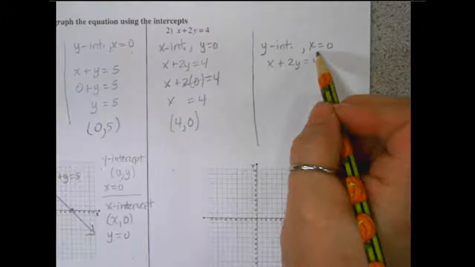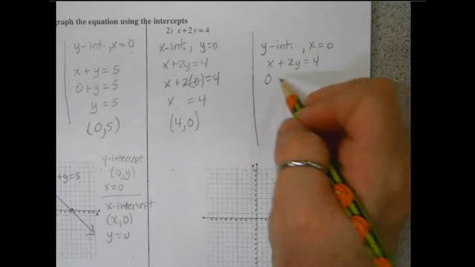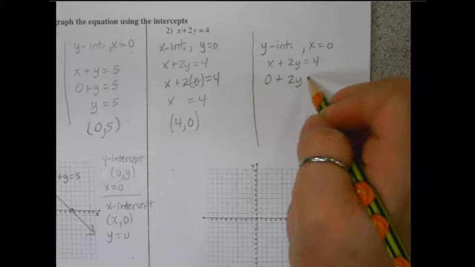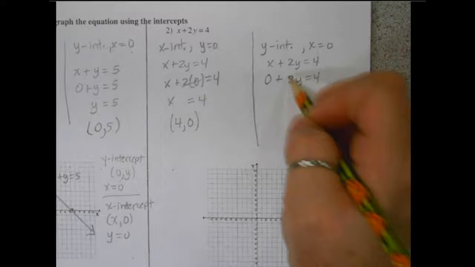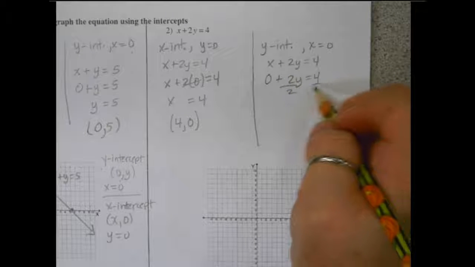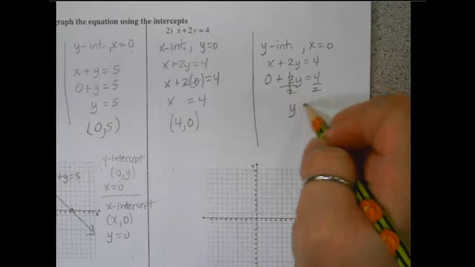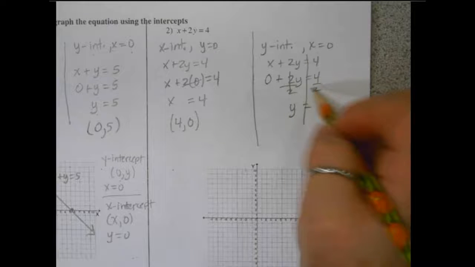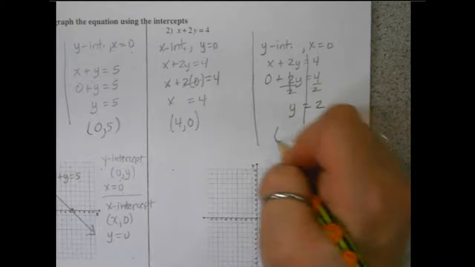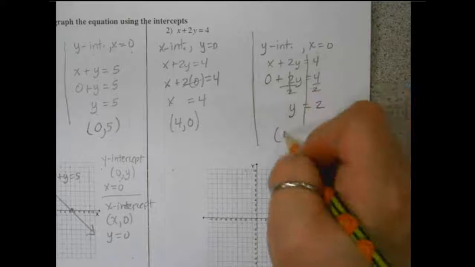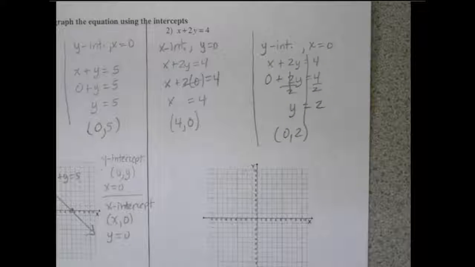So now I'm going to come back over here. This time x is 0, so instead of x, it's 0 plus 2y equals 4. Divide both sides by 2. Y is now equal to 4 divided by 2, which is 2. So I have x is equal to 0, my y is a 2, and I can graph them.